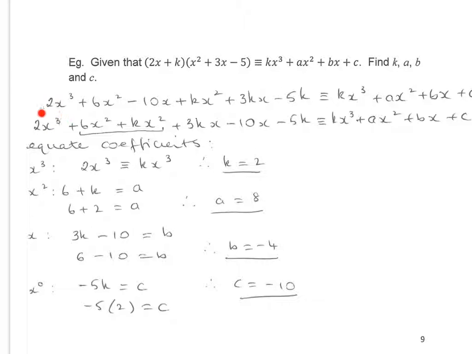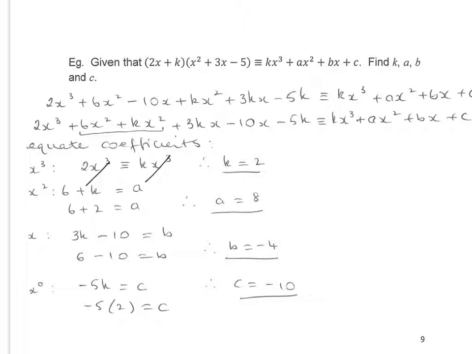Okay, so there's our 2x cubed term on the left, and we have a kx cubed term on the right. So we're going to equate the 2x cubed and the kx cubed. And we can say there that 2 must equal k. So we've got our first value, k is 2.